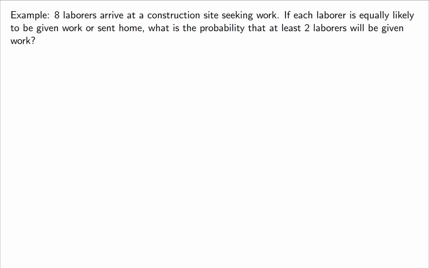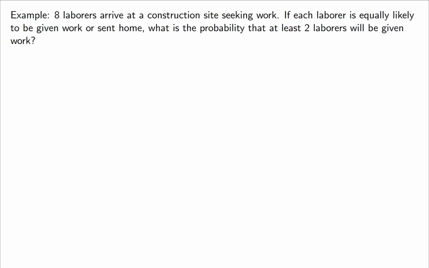Next example. 8 laborers arrive at a construction site seeking work. If each laborer is equally likely to be given work or sent home, what is the probability that at least 2 laborers will be given work? This one's a little bit strange. So in order to count the ways that you'll have at least 2 people on there, what's actually more useful is to go in reverse.